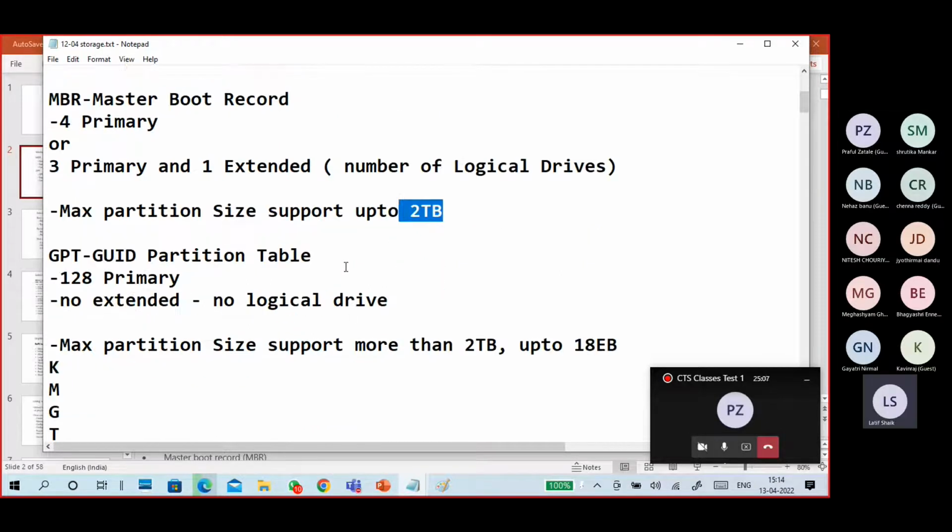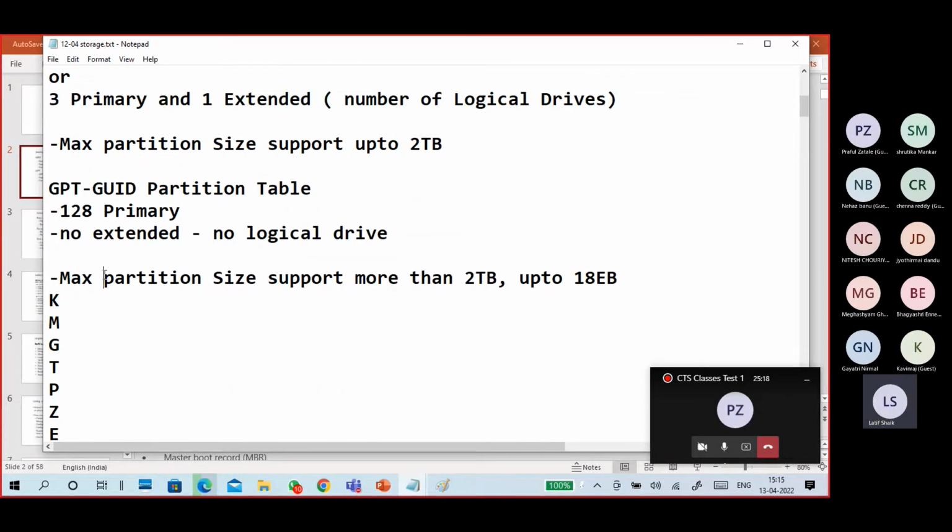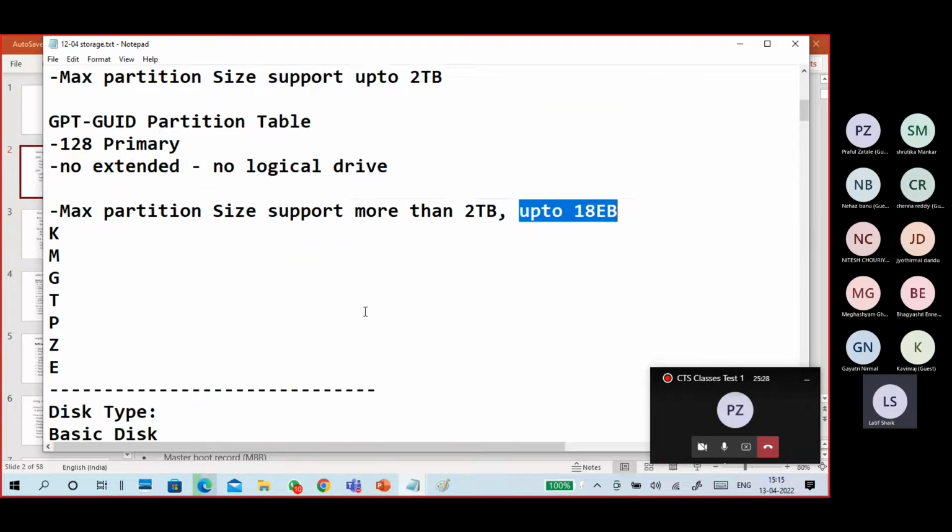Okay, so the maximum size each partition supports is 2 terabytes only. Next, GPT: we can create 128 primary partitions. No extended and no logical partitions. The maximum support is more than 2 terabytes, almost 18 EB. See, that is one point.